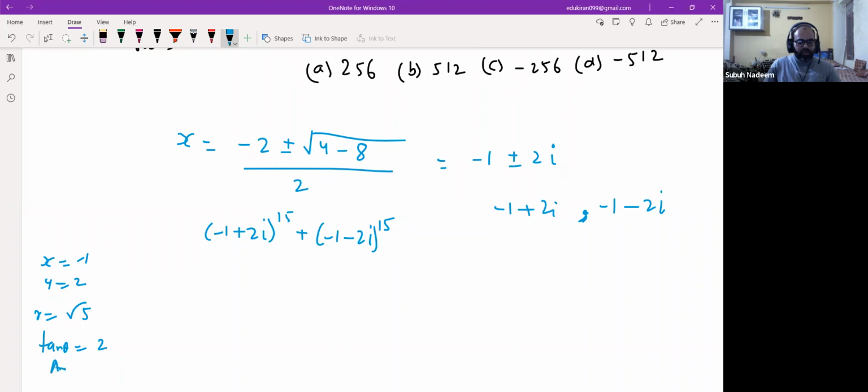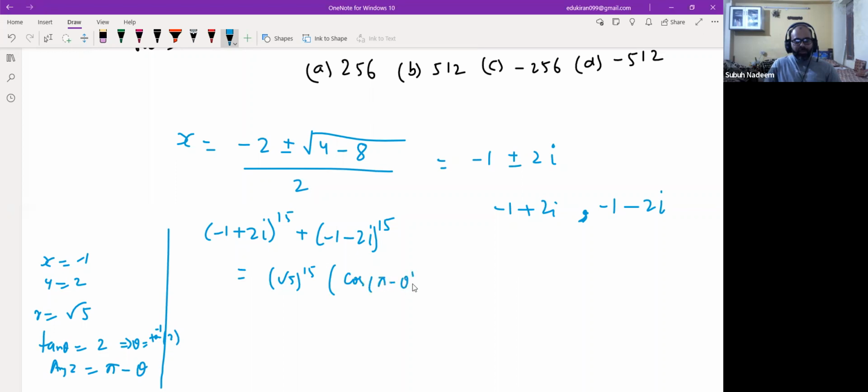The argument of z, since minus 1, 2 is in the second quadrant, will be pi minus theta. Now exactly we don't know theta. Theta is actually tan inverse 2. So we write root 5 to the power 15, which will come outside, and cos pi minus theta plus i sin pi minus theta, to the power 15.